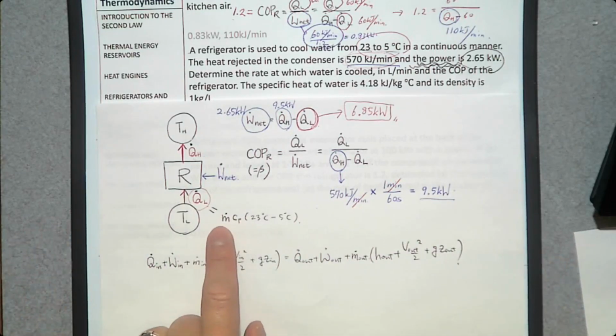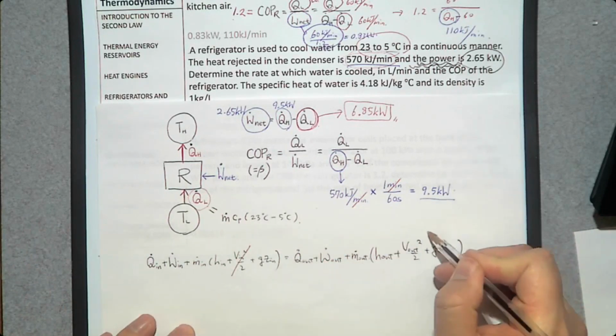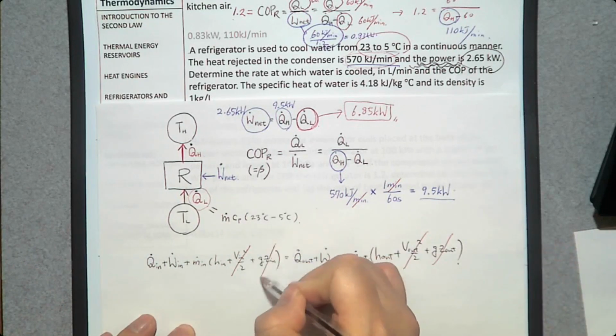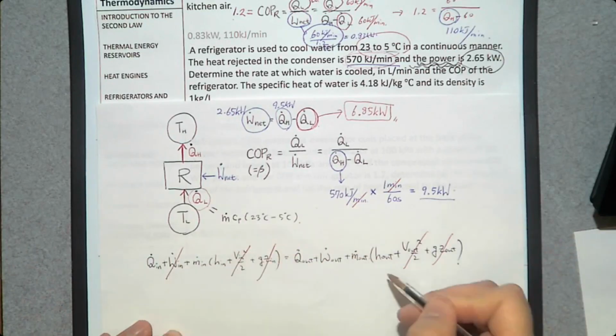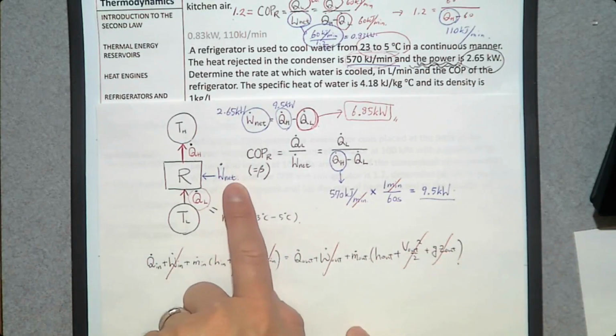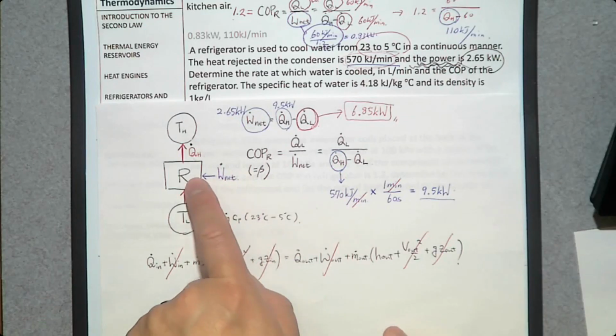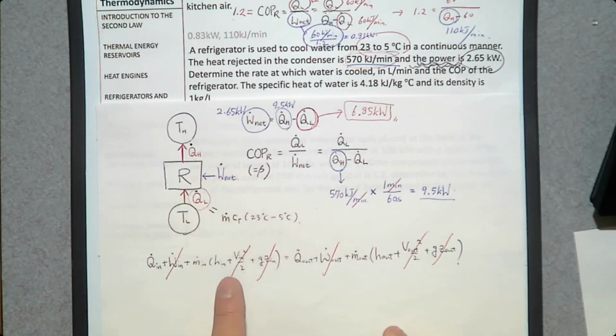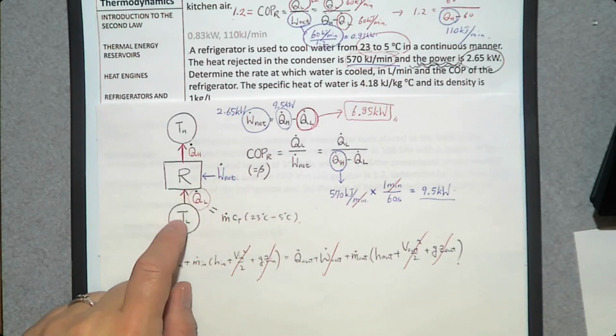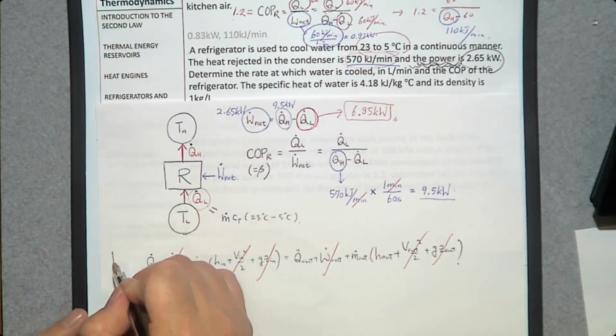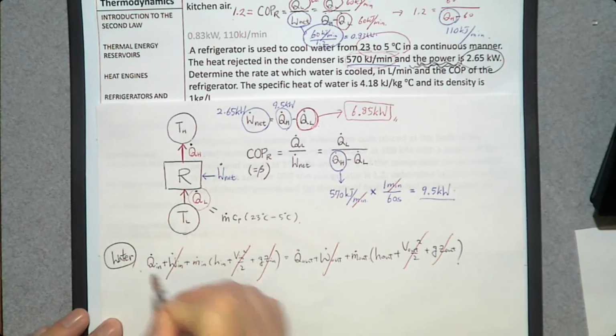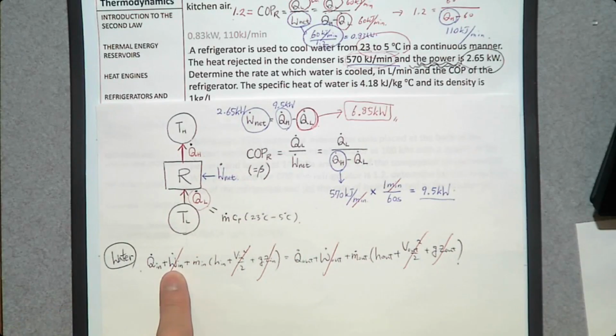Then for this water, we can neglect kinetic energy change and potential energy change, and there is no energy transfer by work. What about this work? That is the work to the refrigeration system. We are talking about water in the evaporator. So this one is for water. Then there is no energy transfer by work.